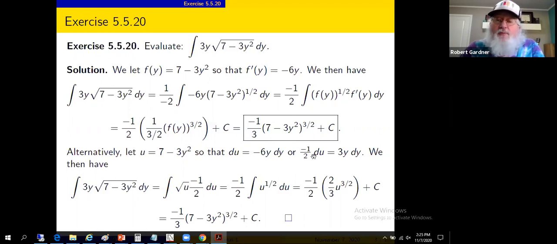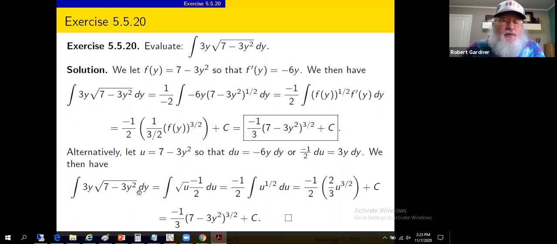So that will be the negative 1/2 du part. Multiply both sides by negative 1/2. That'll get you 3y dy here. It changes the other side. There's a negative 1/2. That sounds familiar. So we had that in the other technique as well. Then we can rewrite the given integral with 3y dy as the negative 1/2 du part.